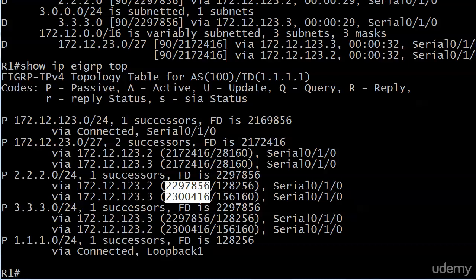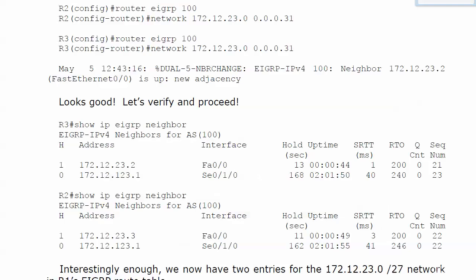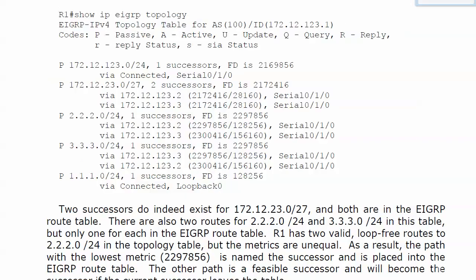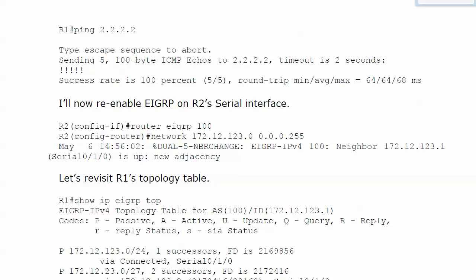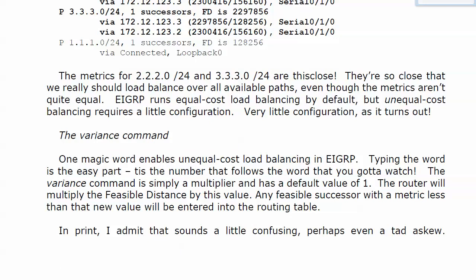And they're so close that I would look at that and say, if I had a sizable amount of traffic going to router 2's loopback, hey, why am I using one path here instead of two when they're almost as good as each other? That's the kind of thinking you want to have, and what we can do is enable unequal cost load balancing with the variance command. And one magic word enables unequal cost load balancing. I just gave it to you. It's variance. Typing the word, that's the easy part. It's the number that follows the word that you have to watch.